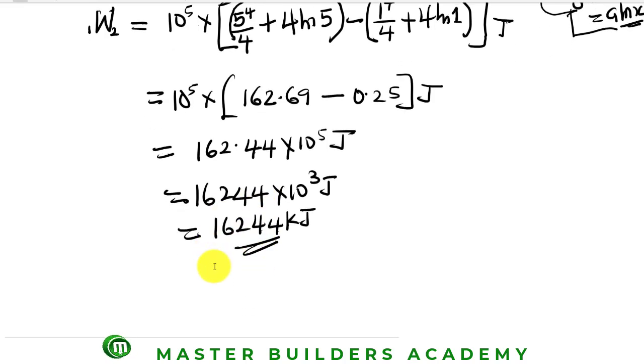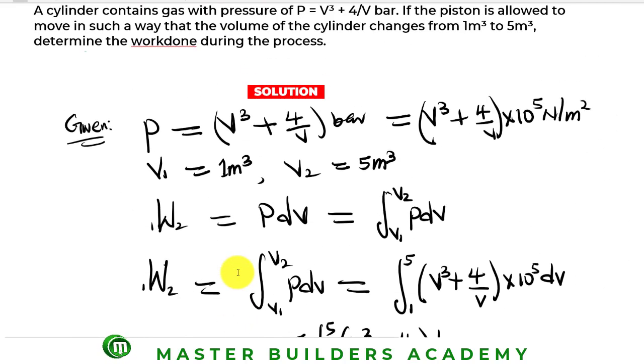But as well, you can decide to leave your answer in megajoules. If you want to leave your answer in megajoules, again, you divide this result by another 1000. This will give us 16.244 megajoules. So this is the answer to this very question. As you can see, it's very, very simple.